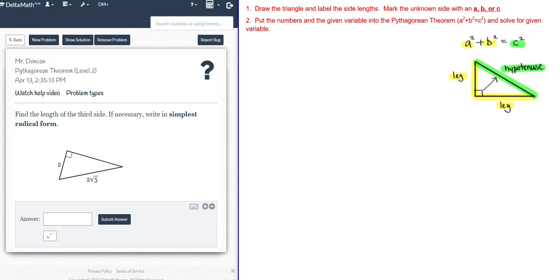Question, let's see what question is this. Question 8. Find the length of the third side. If necessary, write in simplest radical form. So they give us a triangle here. So first thing I'm going to do is draw that triangle over here on my sheet.